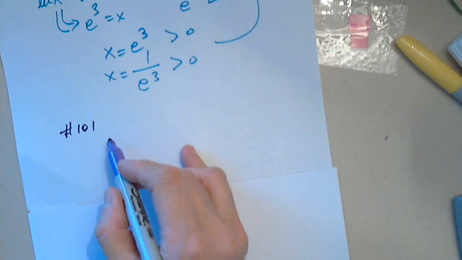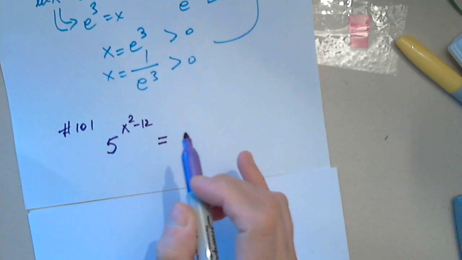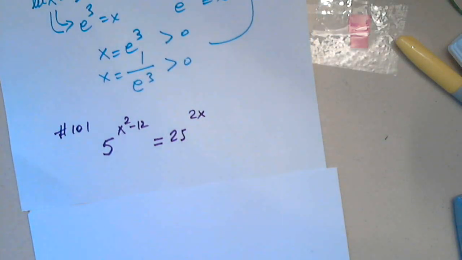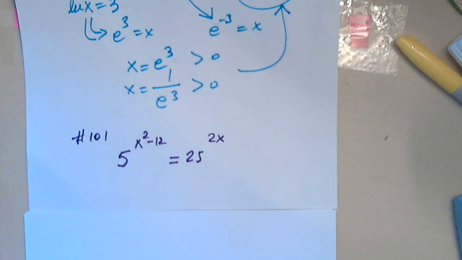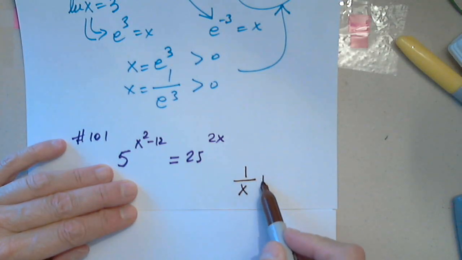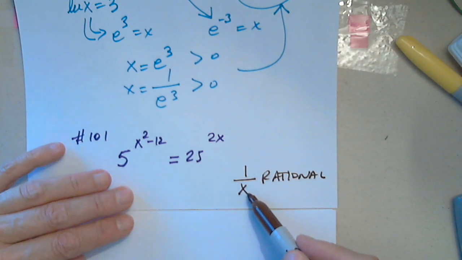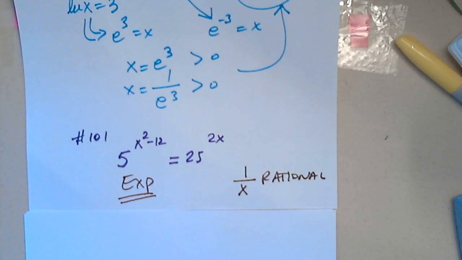In 101 we have 5 raised to x squared minus 12, and the other side 25 raised to 2x. Perfect. What type of equation is it? Remember, we always ask ourselves what type of equation is it so we know how to proceed. Rational? So let's identify, if I have 1 over x, this is rational. Something over... Indeed. Because there's an x in the exponent. Exactly. Awesome. It is exponential.